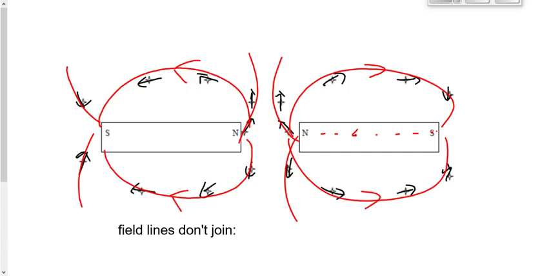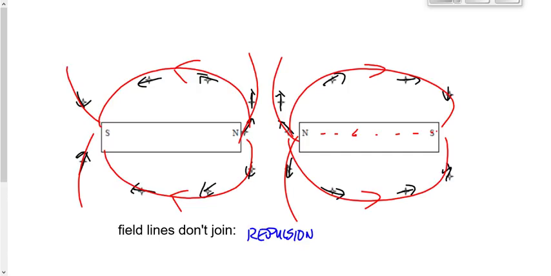What do you notice about that little area in between the two magnets where we have north against north? These field lines do not join up, and as a result of them not joining together, we get repulsion, right? When field lines don't join, just like we did with electric fields, we get a force of repulsion.